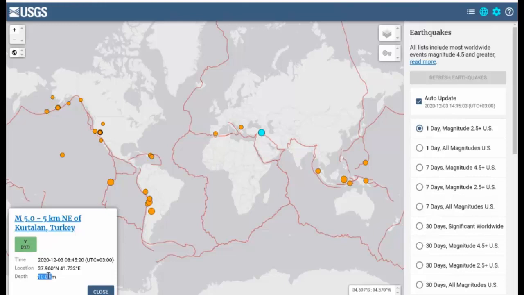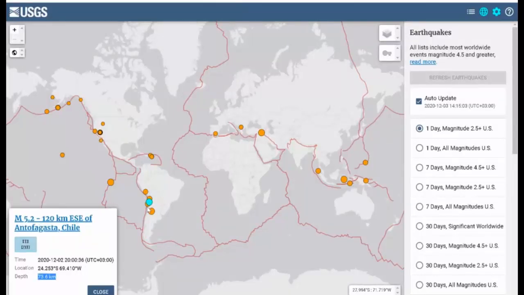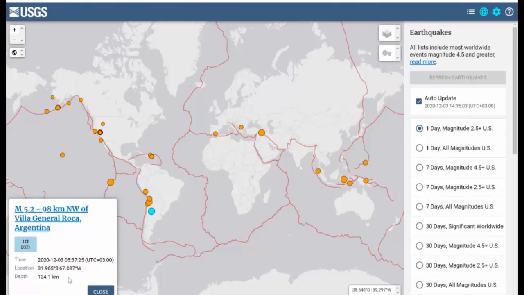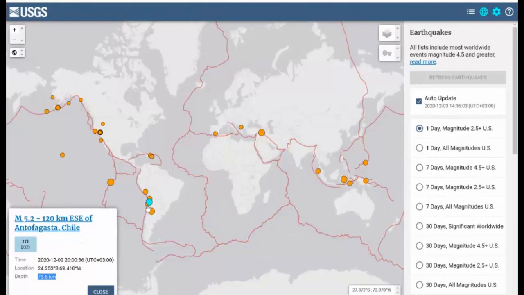Okay, it's at depth what? 10 kilometers. This one is at depth 10 kilometers, and this one also 10 kilometers. If we go to California, 8.6 kilometers. So it's at a transform boundary. But if we go to a subduction zone like South America, like this one, 73 kilometers. This one, 124 kilometers. So on the subduction zone, the depth of the earthquake is much higher than the other one. Not all of them, but most of them.